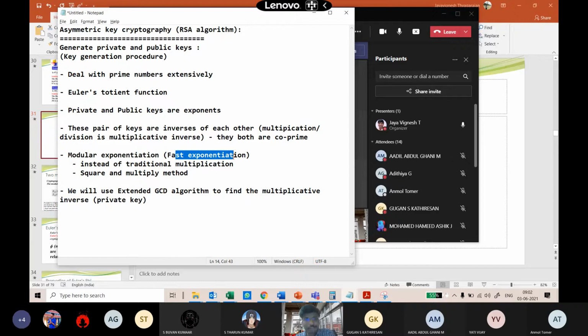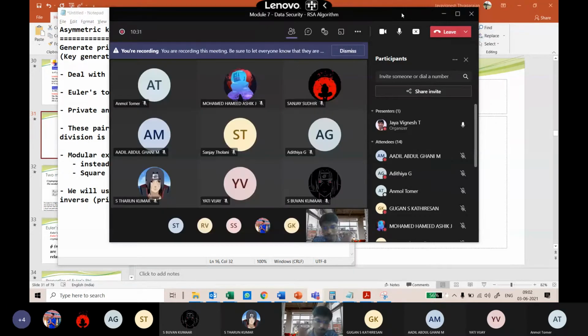So instead of doing a traditional multiplication for the encryption or the decryption, we are going to use something called fast exponentiation, which is a square and multiply method. So I'm going to teach you that.